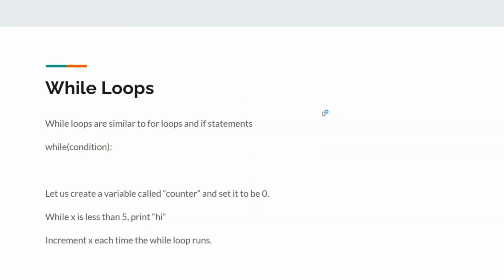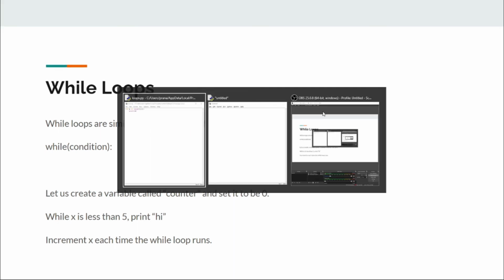Another similar function is the while loop. This is very similar to a for loop and an if statement. Similar to an if statement, whatever's inside the block, whatever's indented after the statement, will only run if the condition in the parentheses is true. And similar to a for loop, the code inside the loop can be run repeatedly. So let's go back to our file.